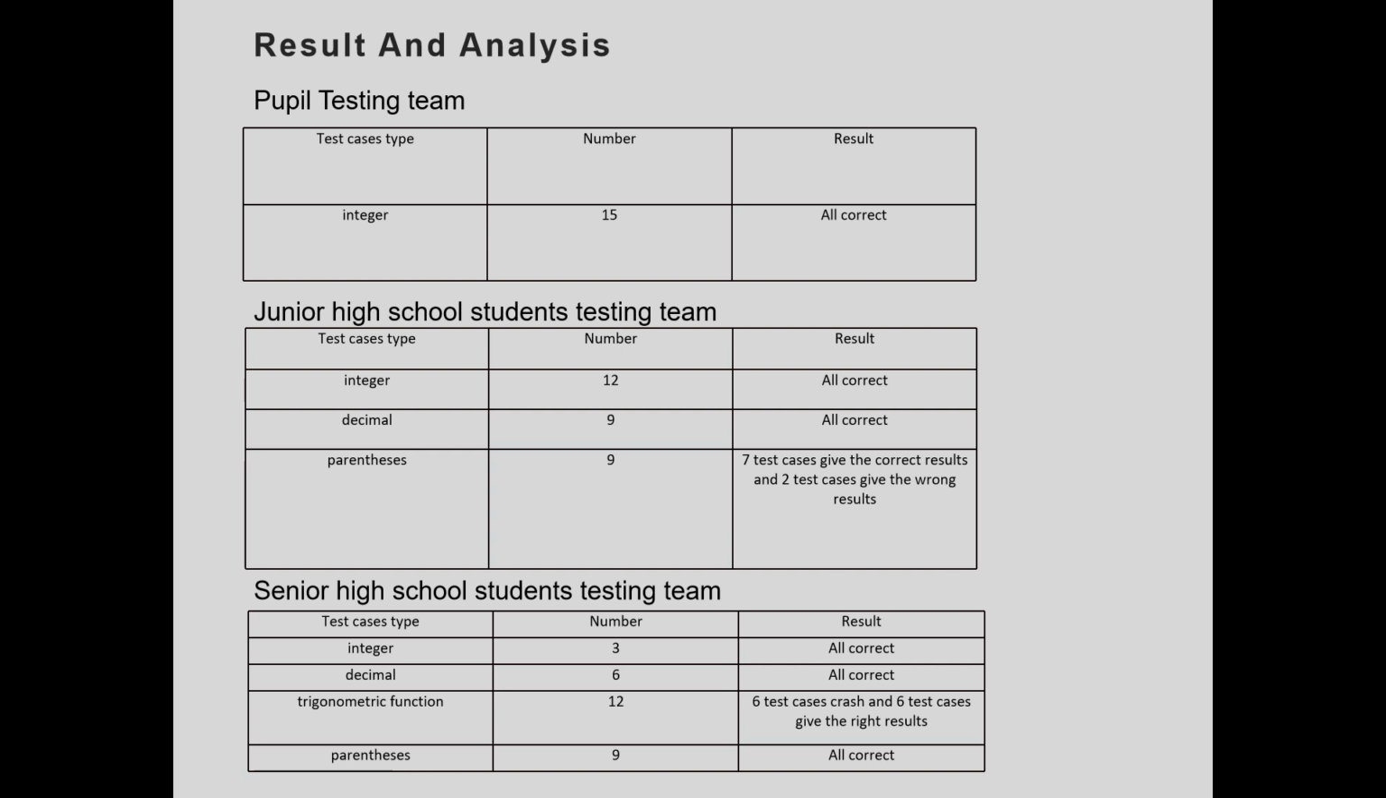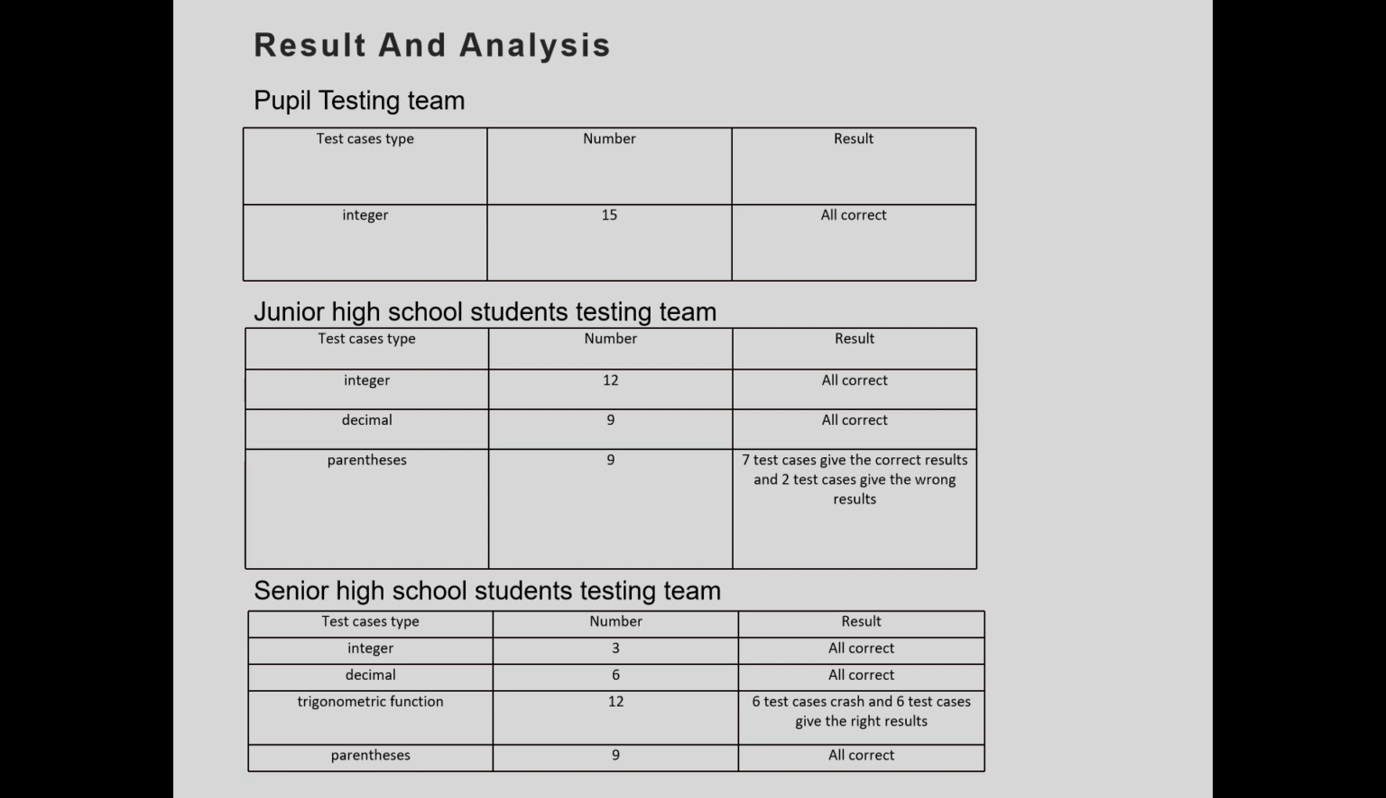For the pupil testing team, there are 15 test cases, which only contain integers. Here is the result table. From the results, I can know that this app can do plus, minus, multiply, divide calculations without any mistakes. The failure rate is 0, which means that this app is ready to deliver for pupil users.